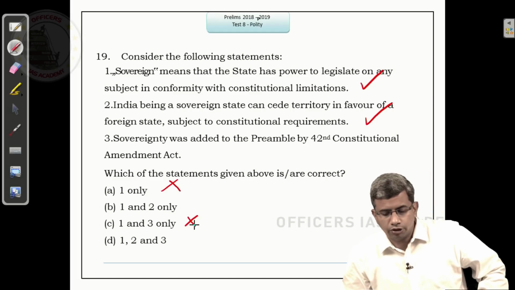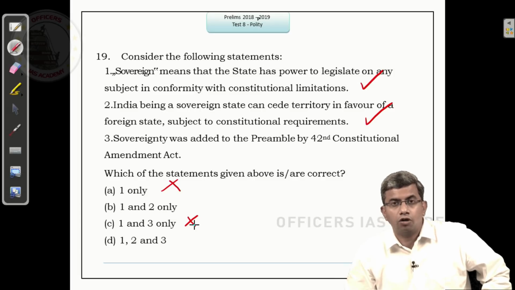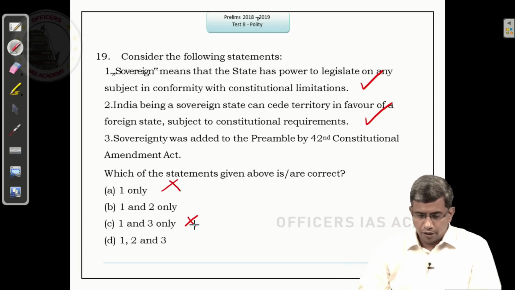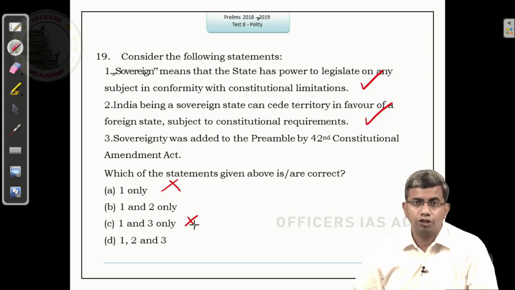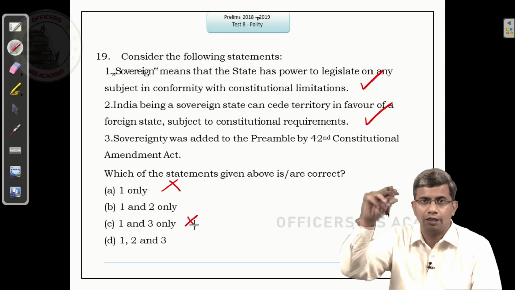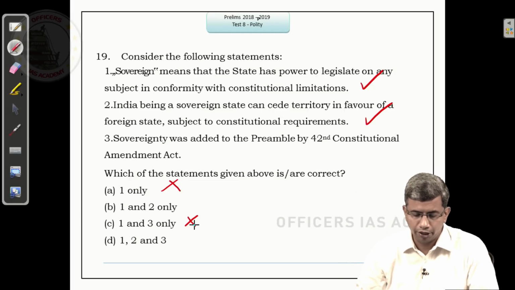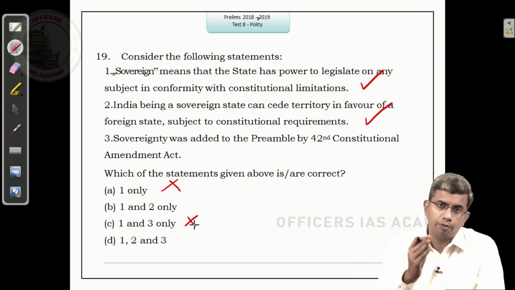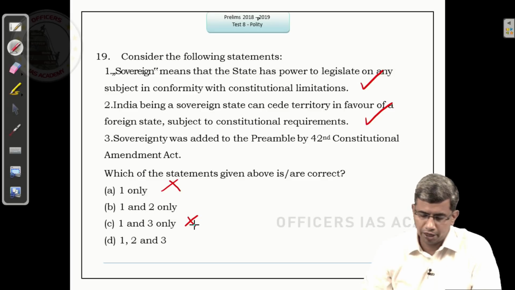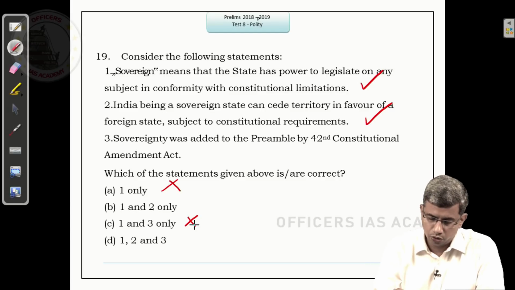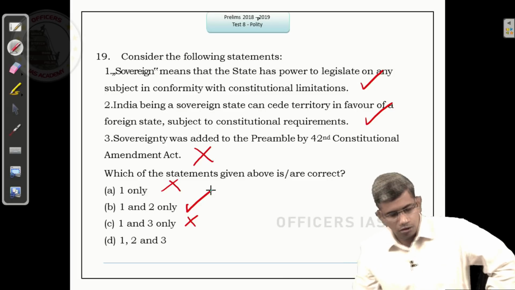Now sovereignty was added to the preamble by 42nd Constitutional Amendment Act of 1976. So the 42nd Amendment Act added the words secular, socialist in the adjectives that describe India, the Republic of India. So sovereignty was there right from the beginning. Sovereign Democratic Republic was there right from the beginning in 1950. So the third statement is wrong. So the correct answer is B, 1 and 2 only.